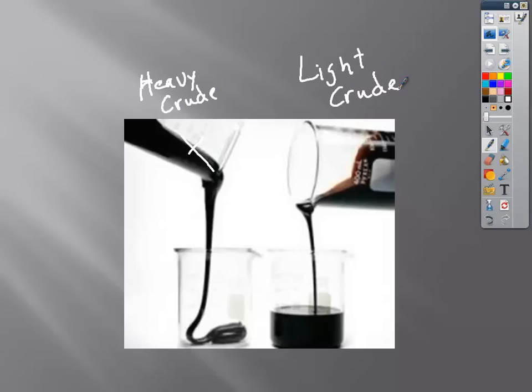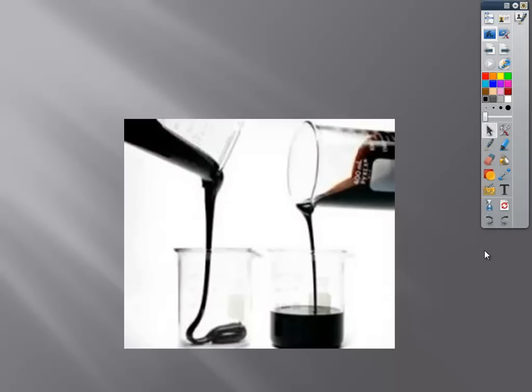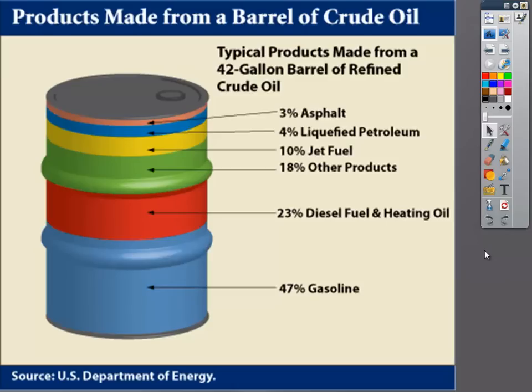Because light crude is going to have more of your gasoline, your diesel, and the products that we like to use, where the heavy crude is more on the tar and the real heavy oils that we use in less amounts in our society. So you have good quality oil and bad quality oil as you pull it out of the ground. Once you find that dome, the oil doesn't come out by itself. It has to be pumped out, and that's where you see the famous oil pumps.